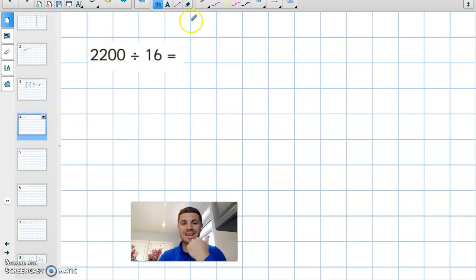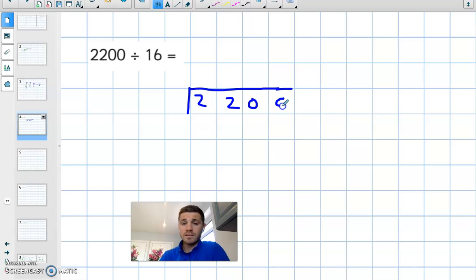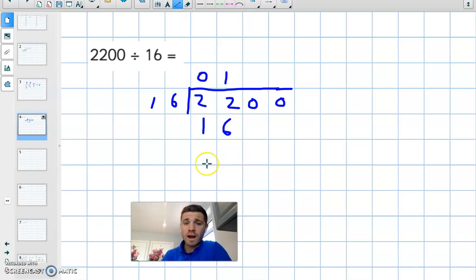Okay, going on to the next question. I'm dividing 2,200 by 16, so I need to use a bus stop method. Okay, and I'm going to put 2,200 inside the bus stop, and 16 is going to go on the outside. So first thing that I do is I look to see how many 16s are in 2. Well, there are no 16s in 2. So then I look to see how many 16s are in 22. Well, I know there's definitely 1. And 1 times 16 is 16. So I'm going to put that 16 below the 22. And I'm going to subtract it.